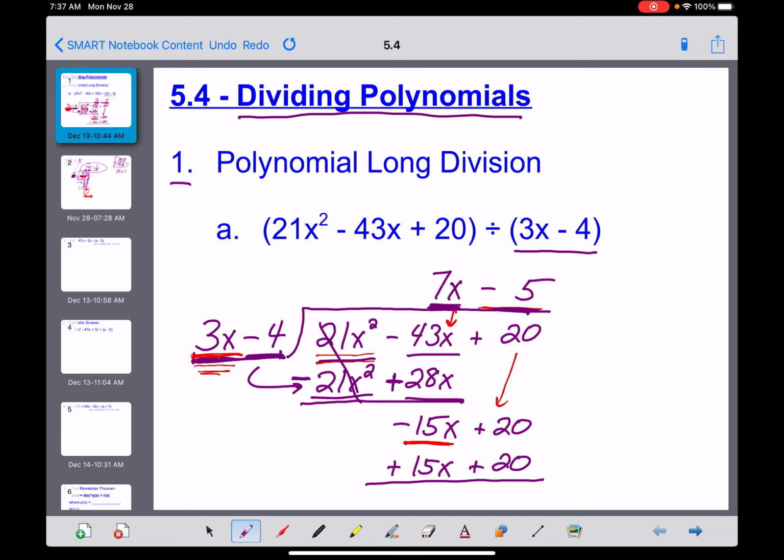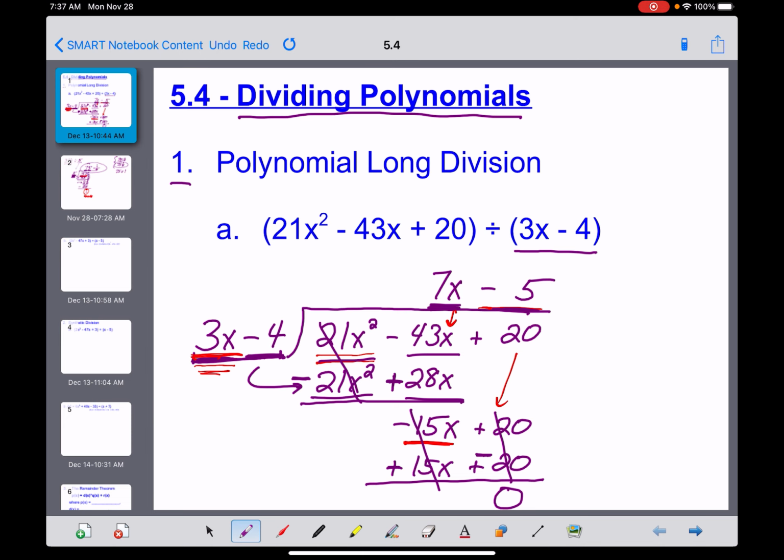The minus 15x now becomes plus 15x, and the plus 20 now becomes a negative 20. And we add vertically here, and what happens? Negative 15x plus 15x, those terms cancel. Positive 20 plus a negative 20, those terms cancel, and we end up with 0 here for our remainder.